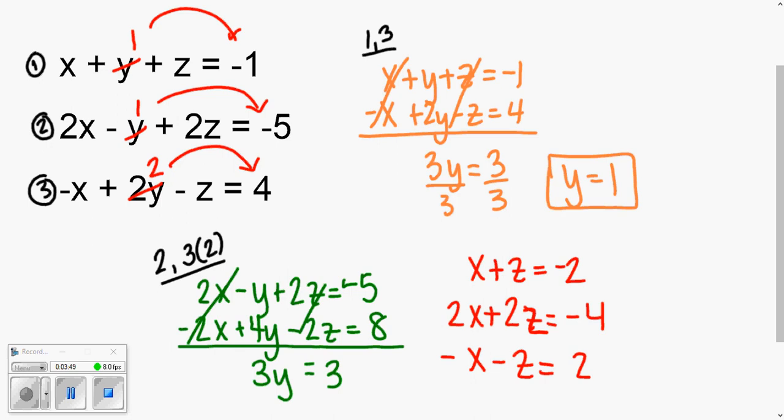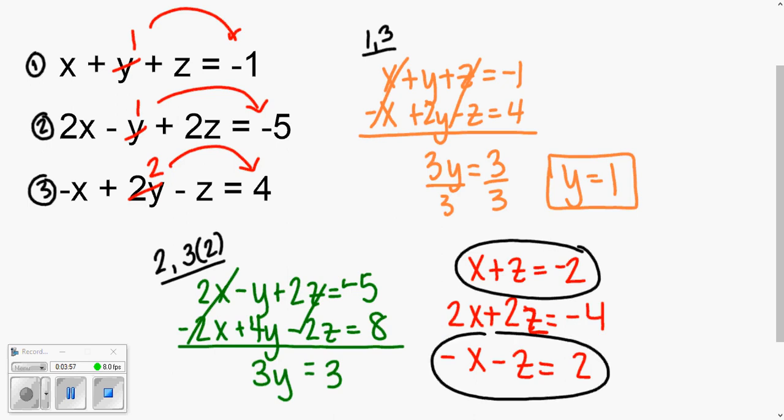I want you to focus just for a second on what happens here if I take equations 1 and 3 and combine them. Do you see that everything would cancel? In fact, I'd be left with a statement of 0 equals 0. That is a fantastic statement to have. This system has infinitely many solutions.